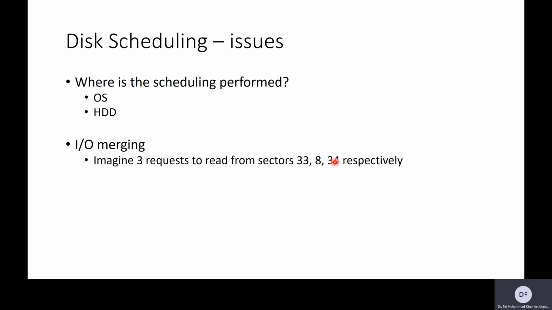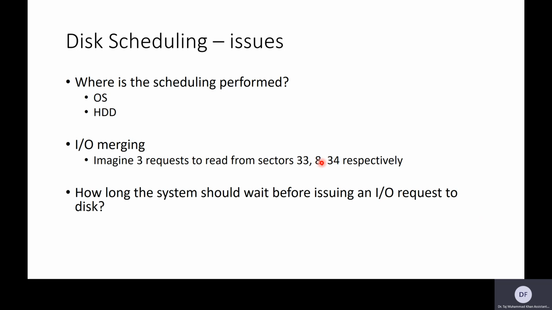Again, rotational and seek delays are much larger in hard disks. So therefore the hard disk, since it knows its geometry and knows that sector 33 is much closer to 34, can rearrange these requests so that the request to sector number 34 is performed just after sector number 33, and sector number 8 is served third or last. Okay.